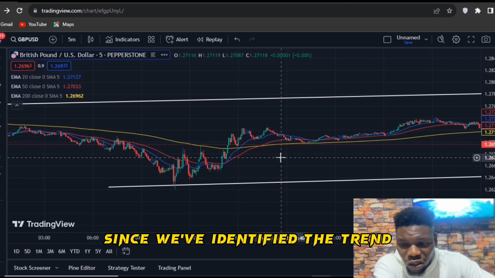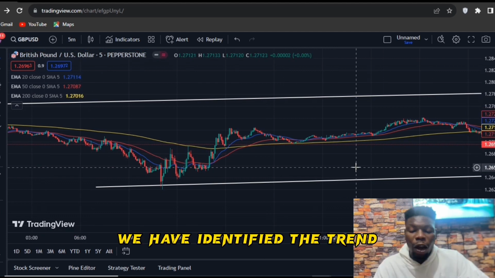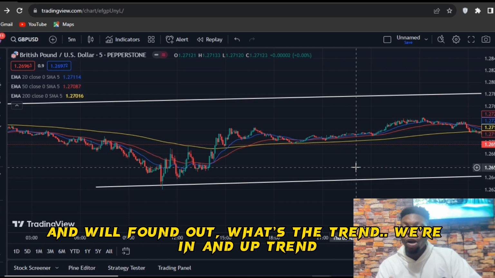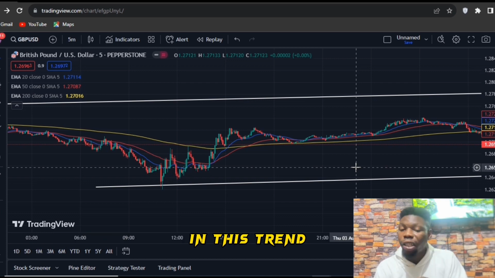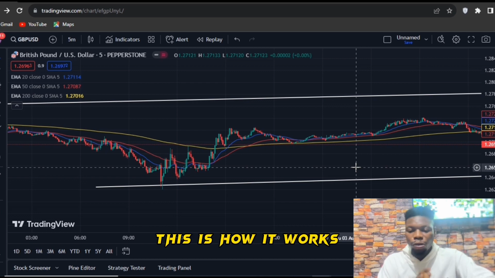Now, since we've identified the trend, what was the trend? We're in an uptrend. So that's telling us that we are only going to take buy trades in this trend, buy trades only, and leave the rest. This is how it works.